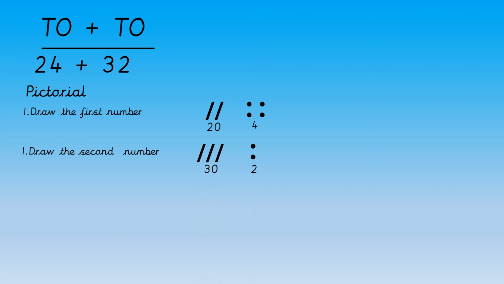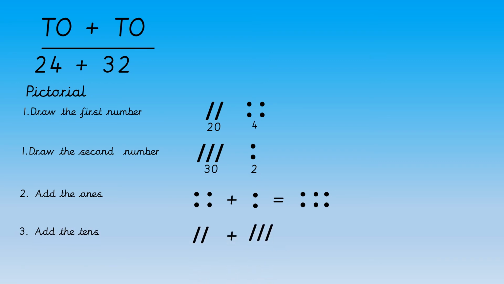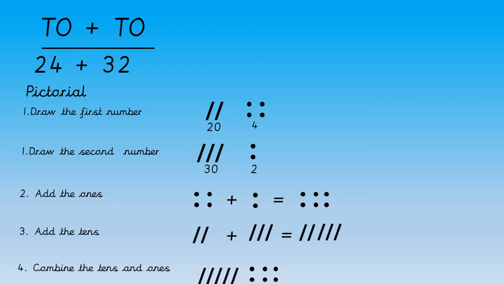And now the adding will begin. So we add the ones just like we did before. So we've got 4 add 2, which gives me 6. And then I'm going to add the tens. 20 add 30, which gives me 50. And you know it. The next step is to combine the tens and ones. So we've got 10, 20, 30, 40, 50, and 1, 2, 3, 4, 5, 6. So I've got 56.